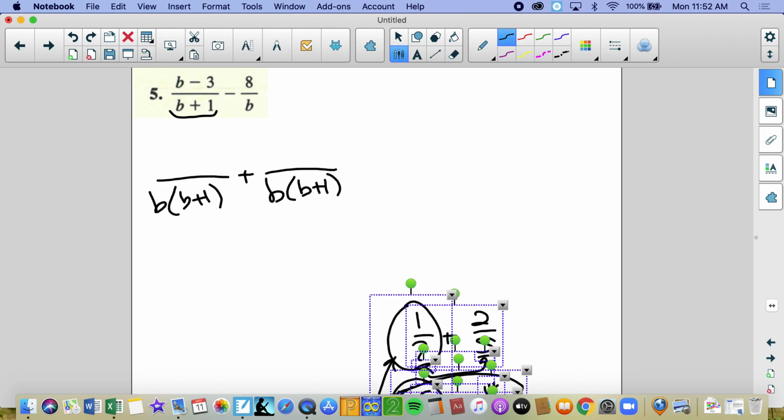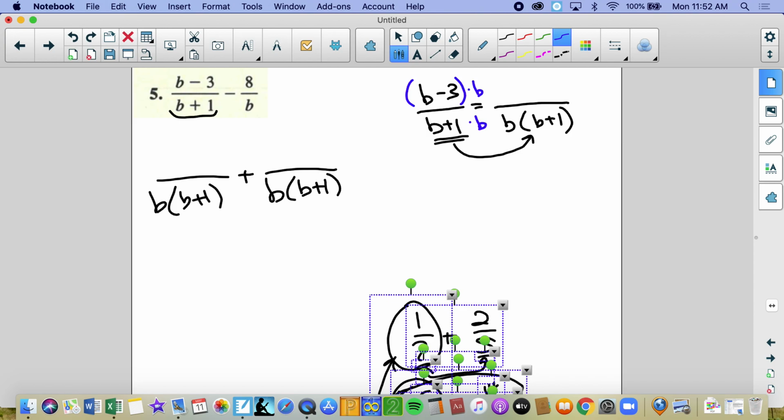All right, so now let's find equivalencies. b minus 3 over b plus 1 equals what over b times the quantity b plus 1? Well, what do we multiply this to get that? Well, we're missing a b. So what I do in the numerator, I have to do to the denominator. So my new denominator is b times the quantity b minus 3.